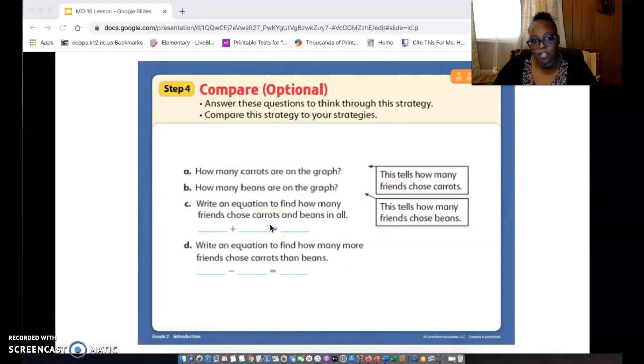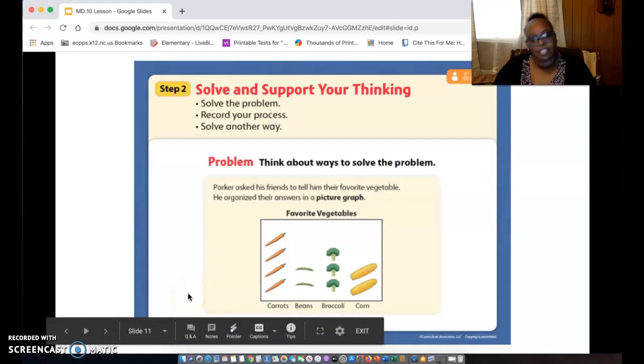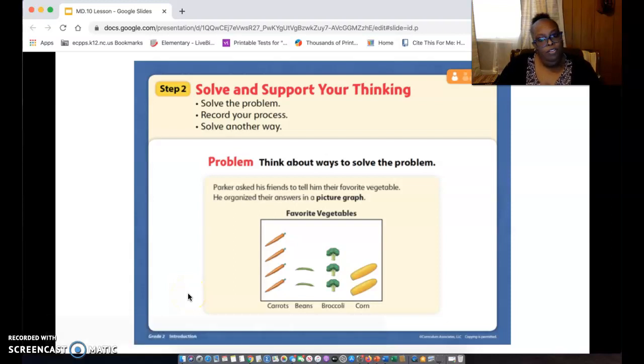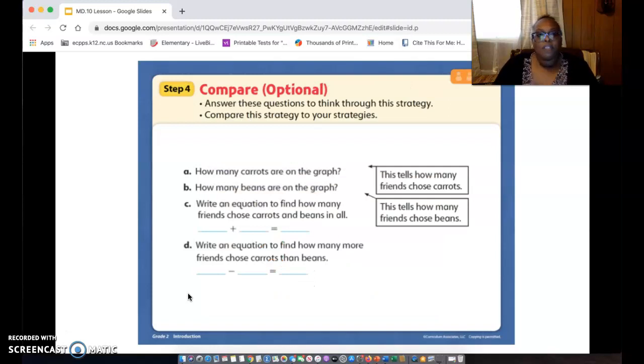So, here are the questions that we have to answer with the problem here on this slide. We're going to try to figure out what Parker is doing with his friend and his vegetables. So our first thing we want to think about is how many carrots are in the graph.